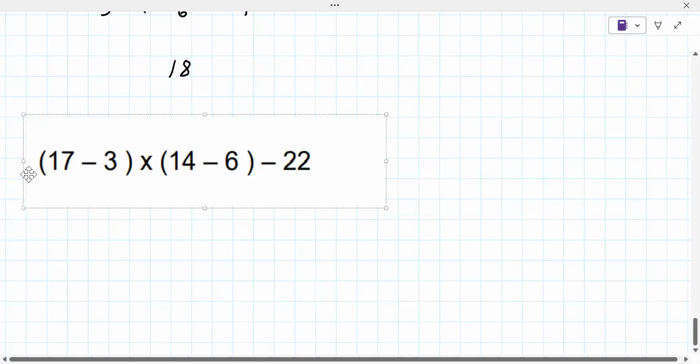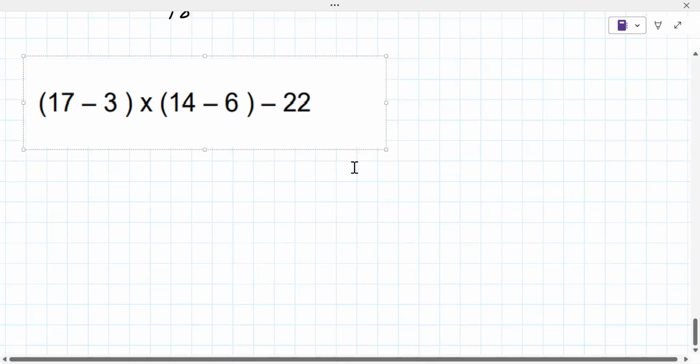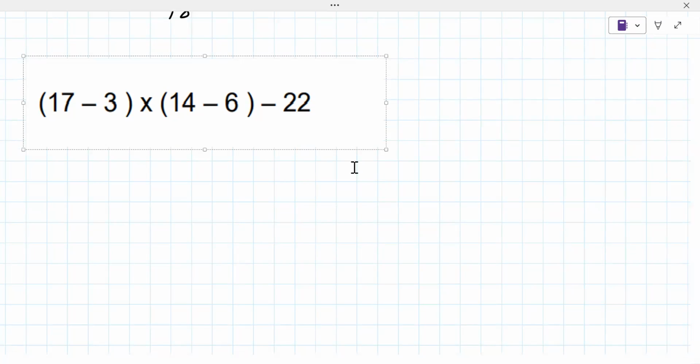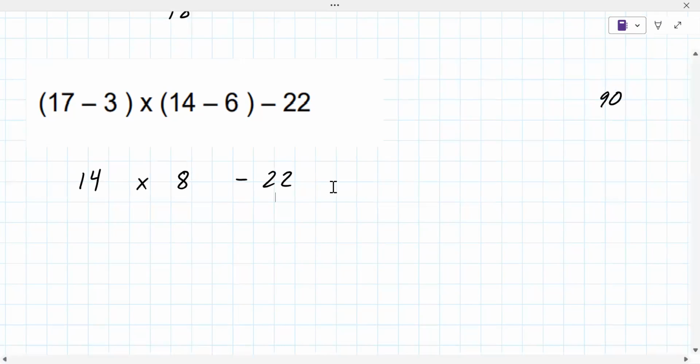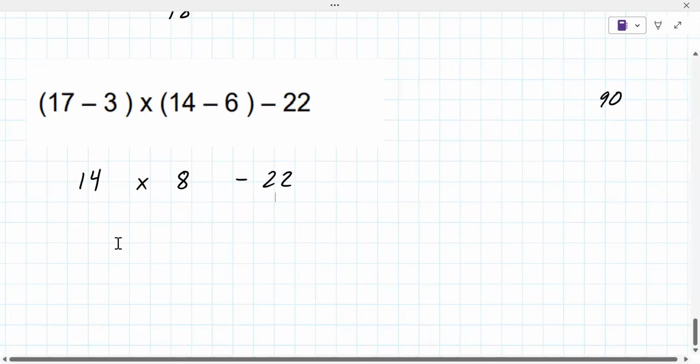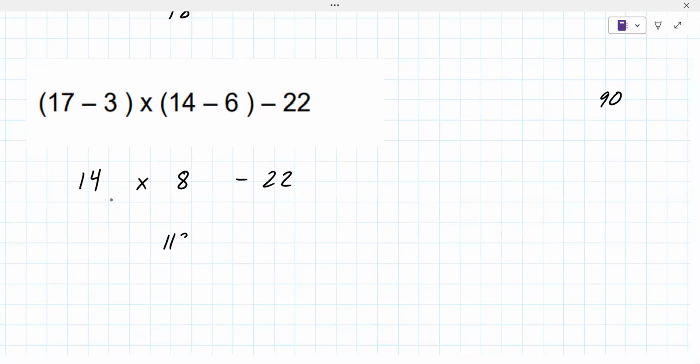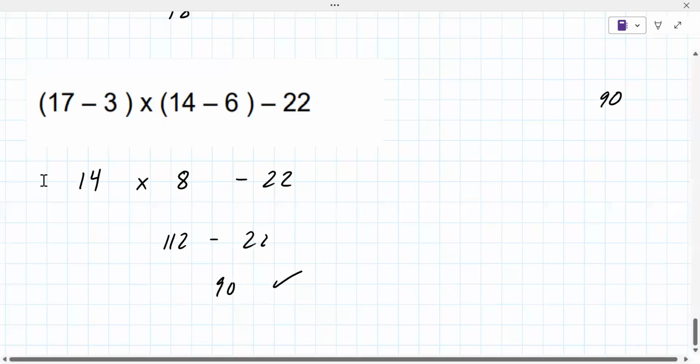I know these numbers inside here get a little large when you multiply, but it's still doable. I got 90. Okay, take a look here. 17 minus 3 is 14. We don't need the parentheses because we're all done. 14 minus 6 is 8. Now you have multiplication and subtraction. You do multiplication first. 112. Subtract 22 is 90. Very good.